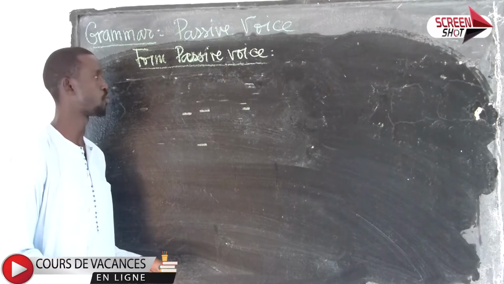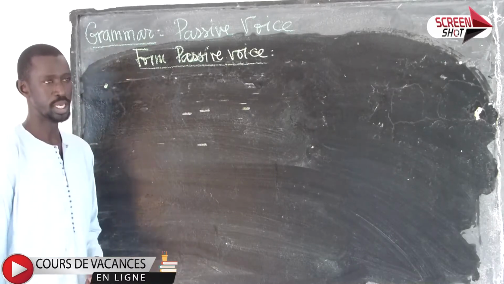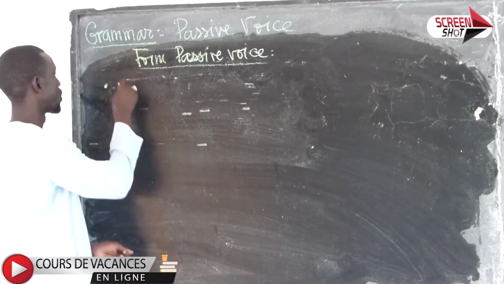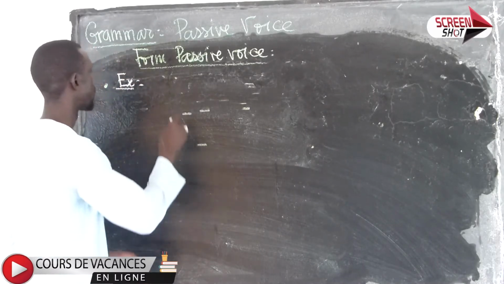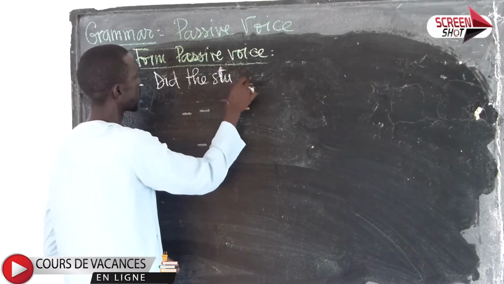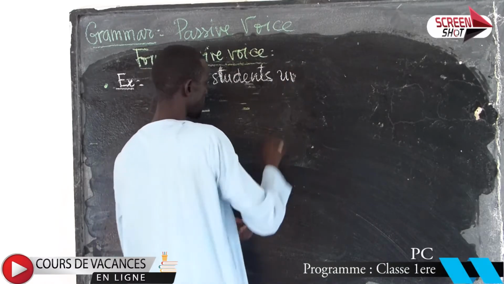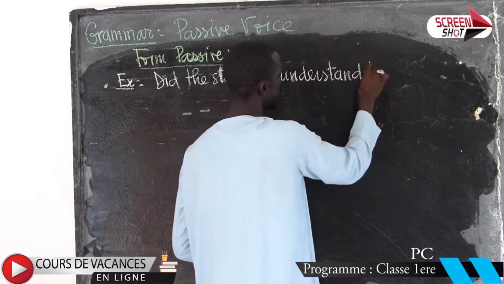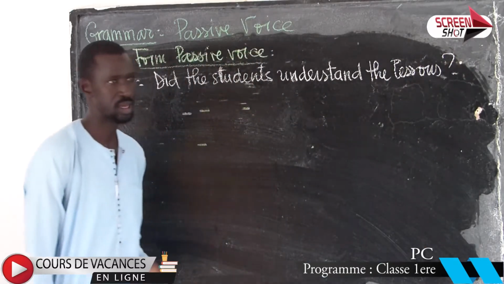So still again with how to form the passive voice, we can have an interrogative sentence. So there, how to form the passive voice, we are also going to see it. For example, did the students understand the lesson? Did the students understand the lesson?